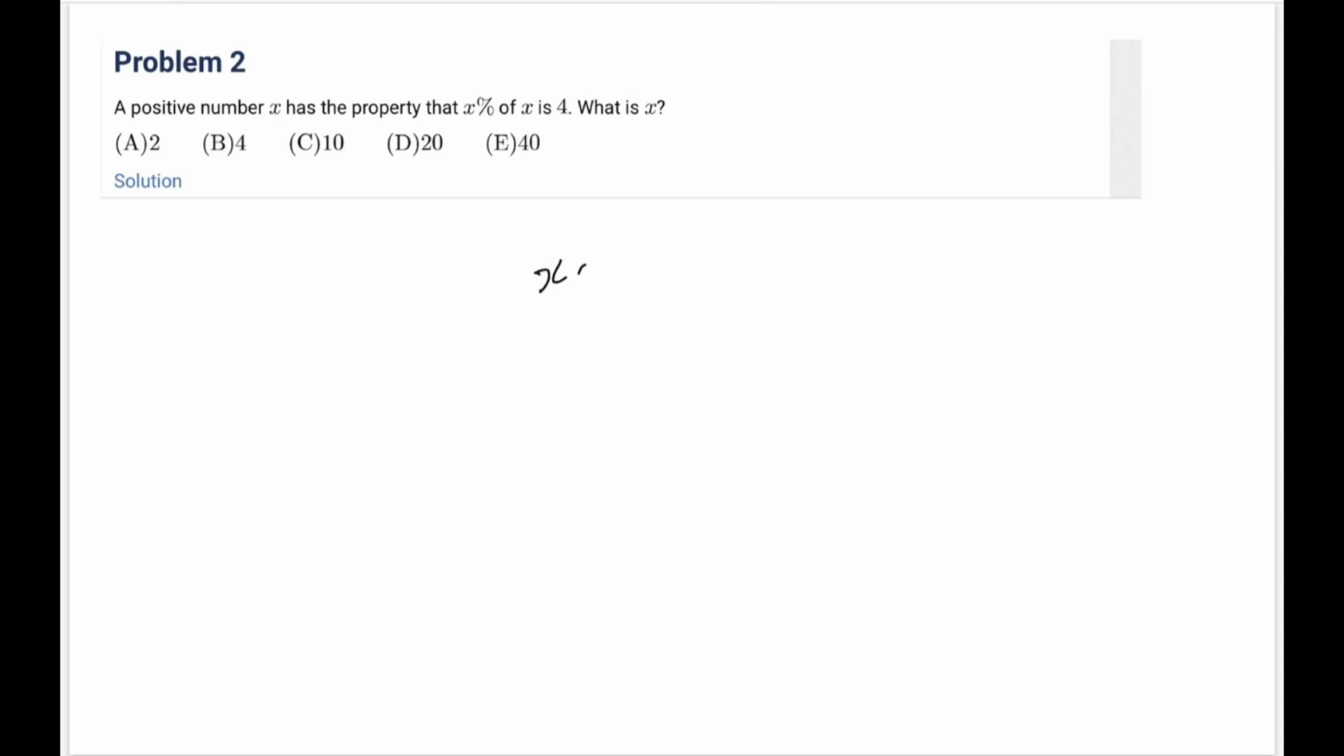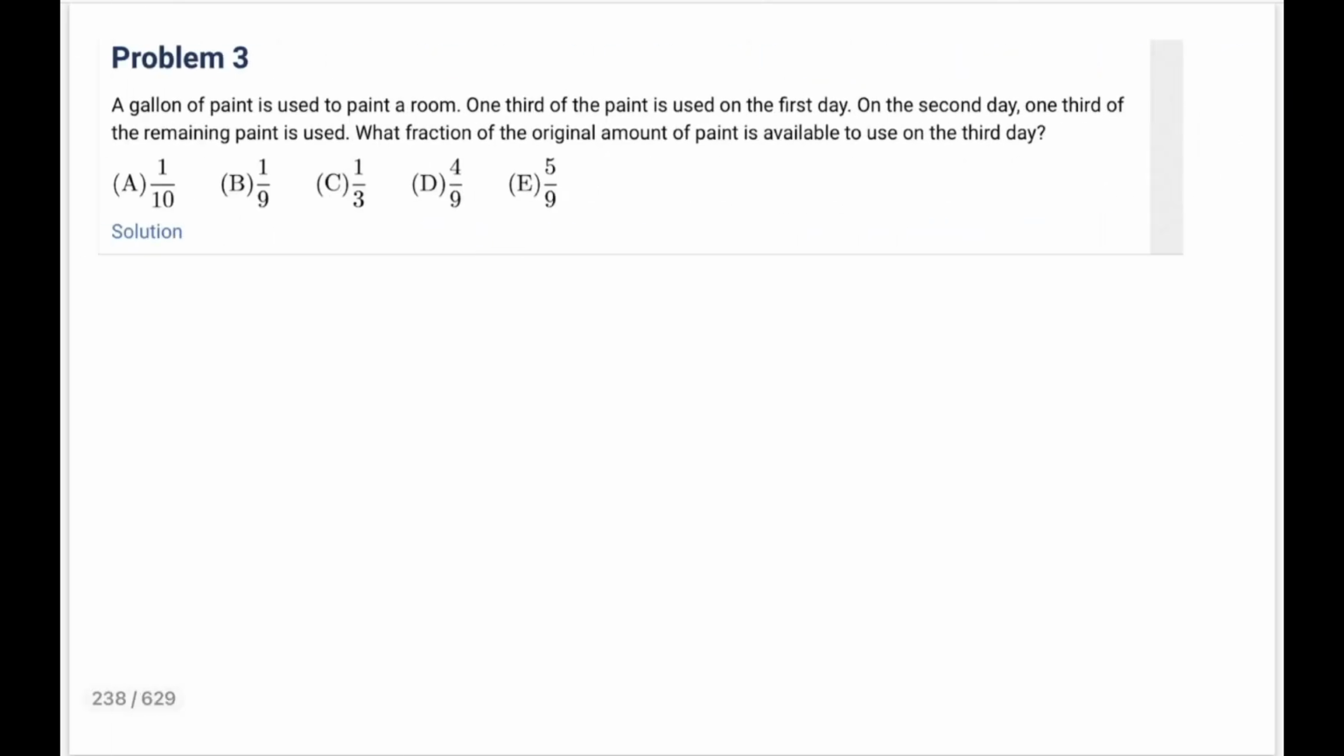it's x times x over 100 equals 4. x squared equals 400, so x equals 20, so x is 20. The answer is D. Number 3, a gallon of paint is used to paint a room.